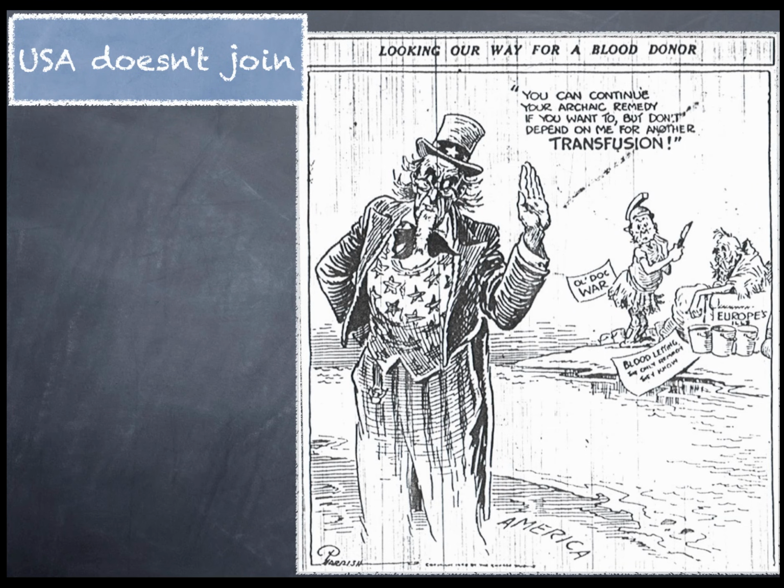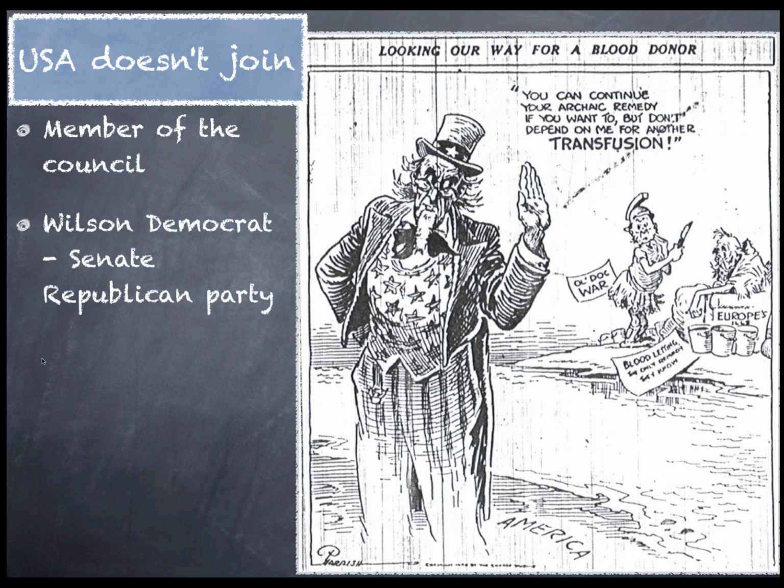A critical weakness of the League was that the United States didn't join. It was supposed to be a member of the Council, so that chair was empty at the Council. Wilson was a Democrat, and the opposing party to the Democrats dominated the Senate of the United States, in the United States government. They were Republicans, and the Republicans tended to be more isolationist.